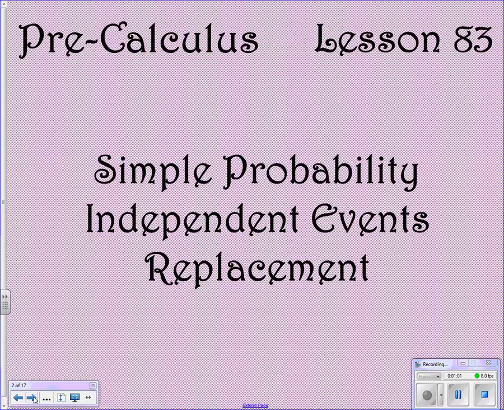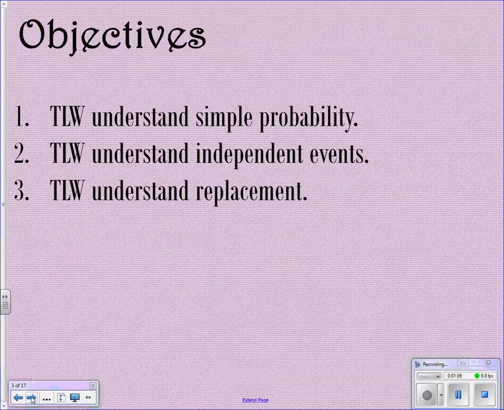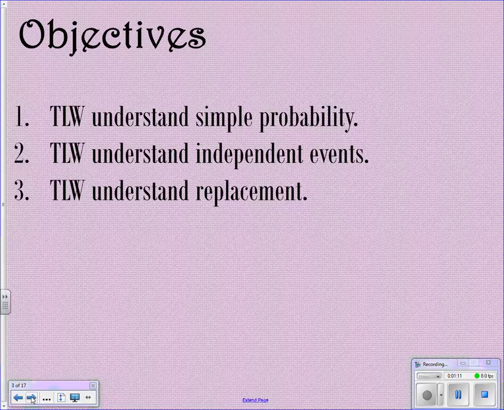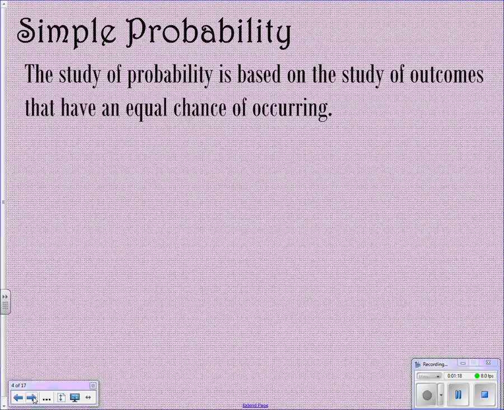Okay, so we are looking at lesson 83. We're looking at simple probability, and then we're going to look at independent events and replacement. So hopefully you'll understand these simple probability questions, independent events, and replacement after this lesson. The study of probability is based on the study of outcomes that have an equal chance of occurring. So your outcomes have to have an equal chance of occurring.